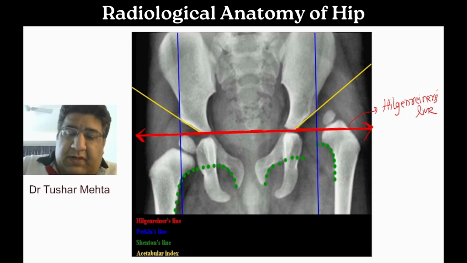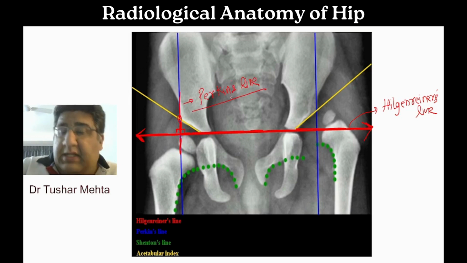Now apart from this, I want you to see that this is the superior acetabular margin, and you can see that there is a line coming perpendicular from the superior acetabular margin to Hilgenreiner's line. And if I extrapolate this line here, then this line is what is called Perkin's line. So from the superior acetabular margin, the line which comes perpendicular to Hilgenreiner's line is what is called Perkin's line.